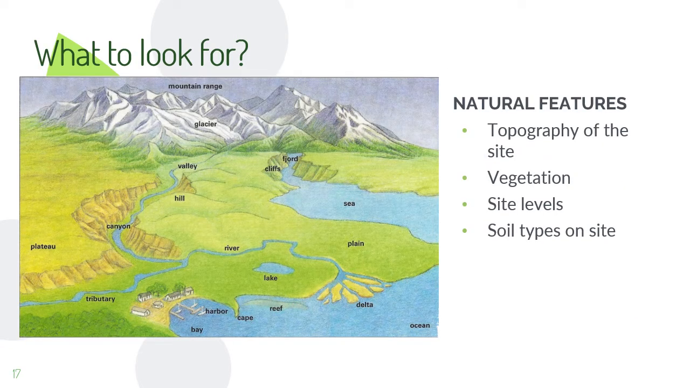And then, there are the natural features. So obviously, these are the topography of the site, valleys, ridges, slopes, etc. And then there's the vegetation, landscaping, greenery, shrubs and trees, open spaces.